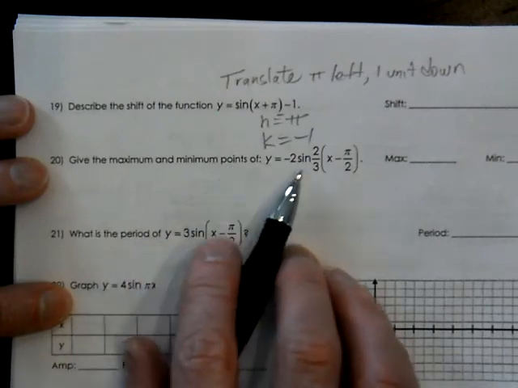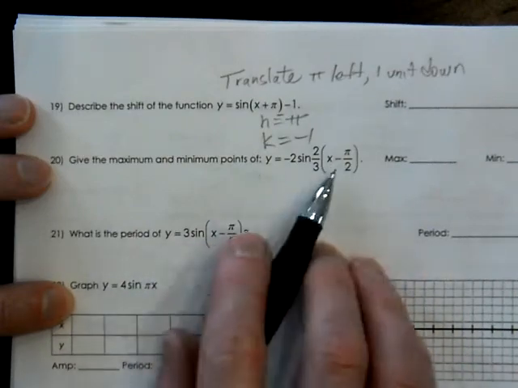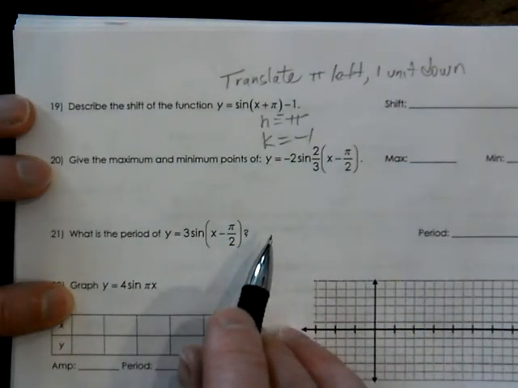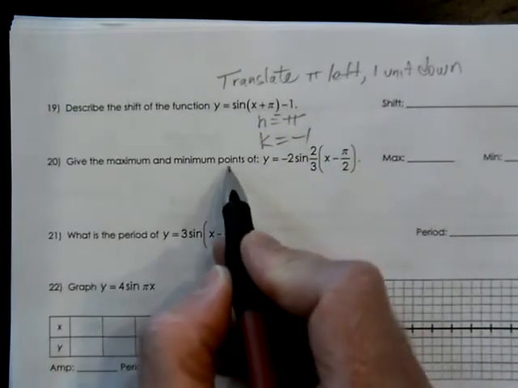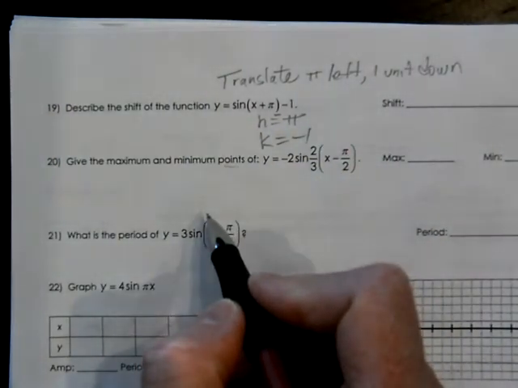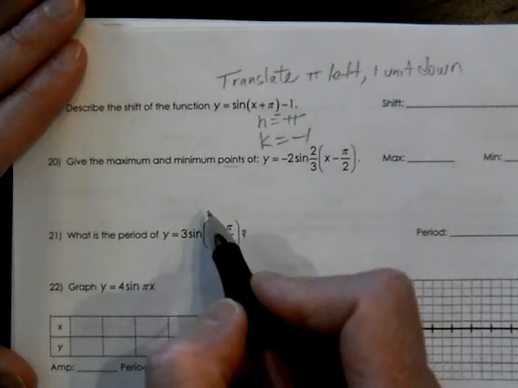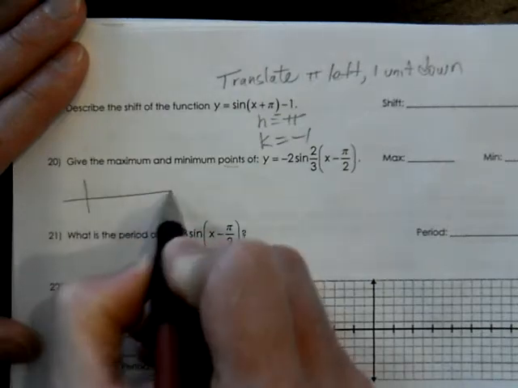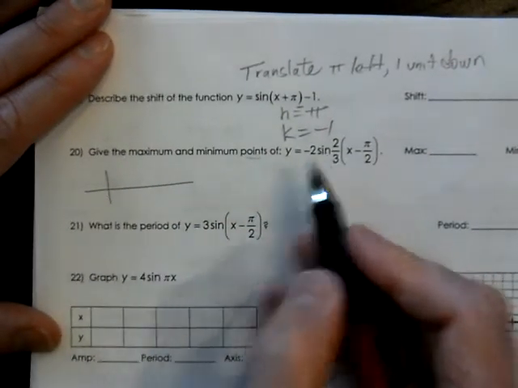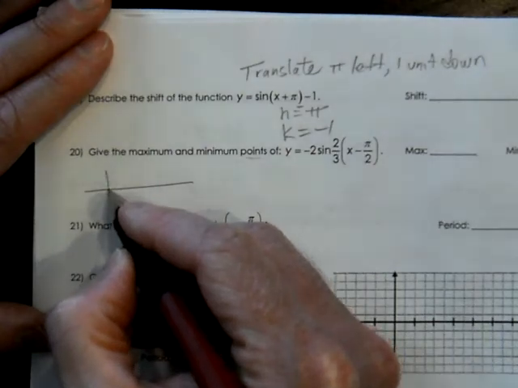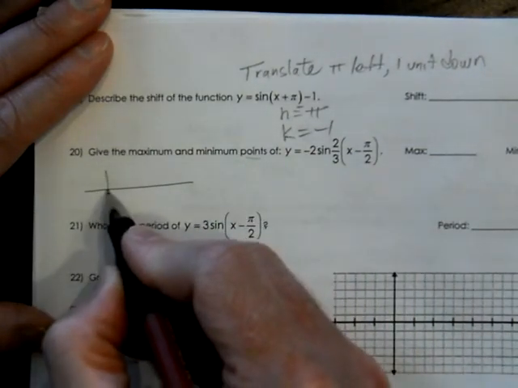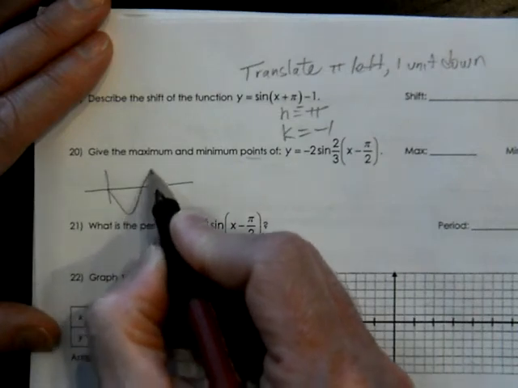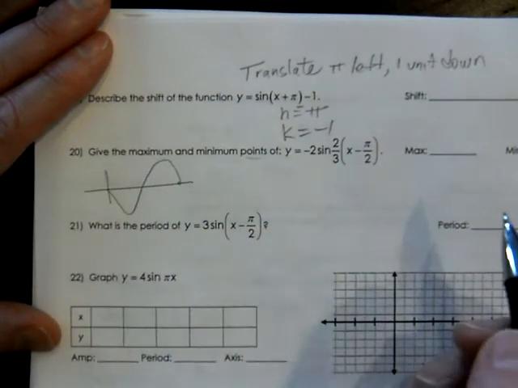Give the maximum and minimum points. Alright. Okay, they use the word points here. It's not really points, I don't think. Usually when you talk about max or mins, those are just straight up y values, but we'll talk about it. So we know that the sine graph, being negative, is going to go down, up, and back down.